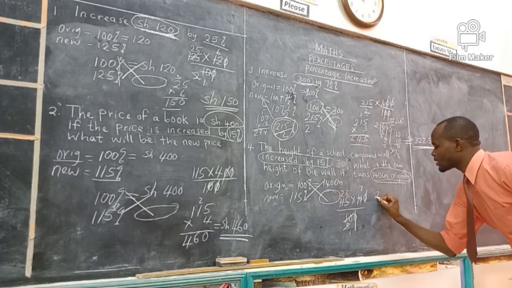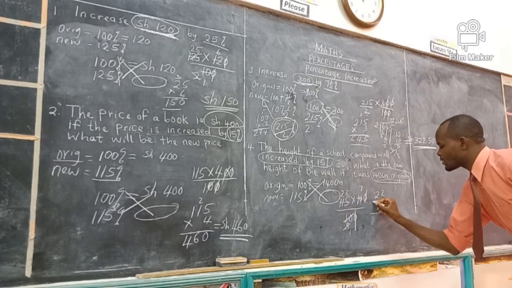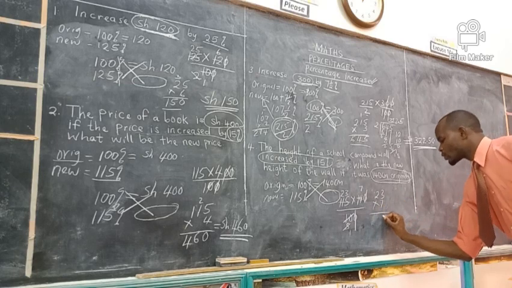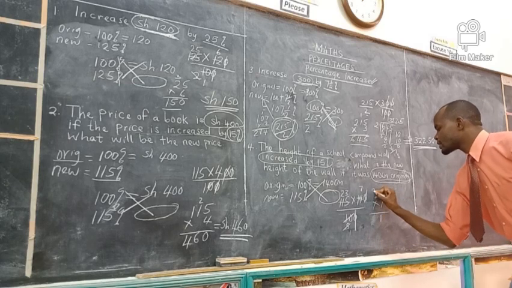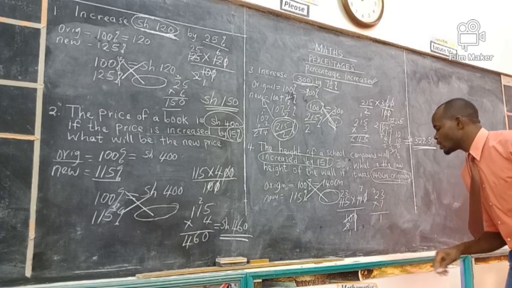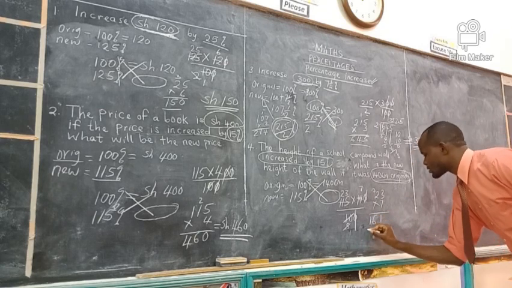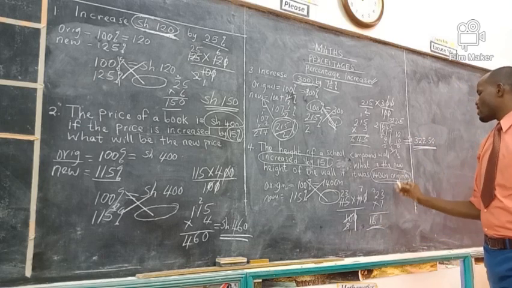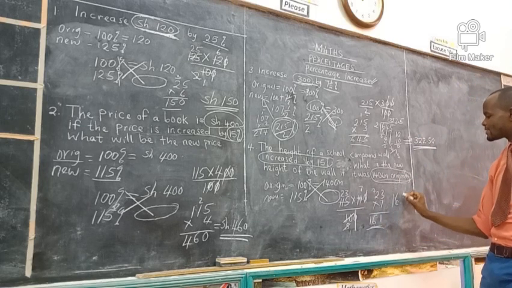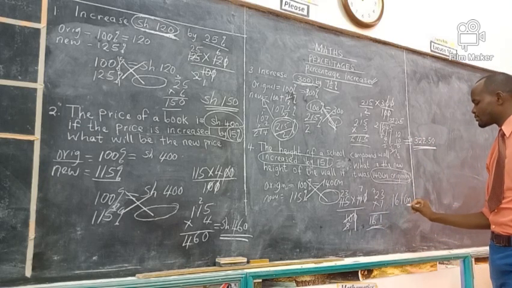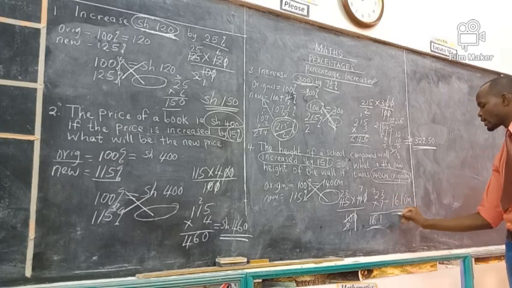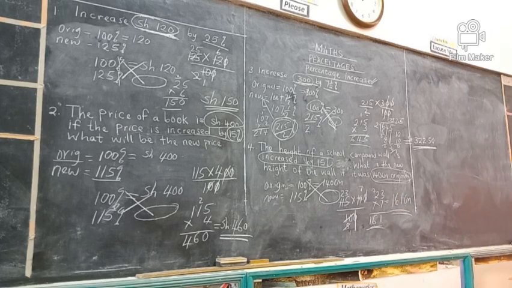So the answer becomes 23 times 7. 3 times 7, you get 21. 1 carry 2. 7 times 2, you get 14 plus 2, you get 16. So we have 161 centimeters. That is what you get after increasing by 15%. You need to use more examples.